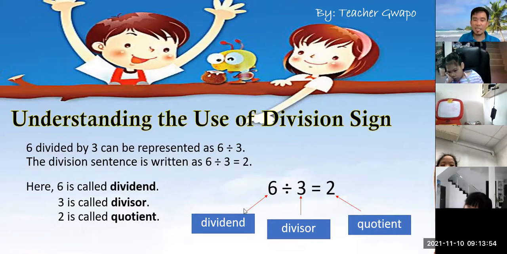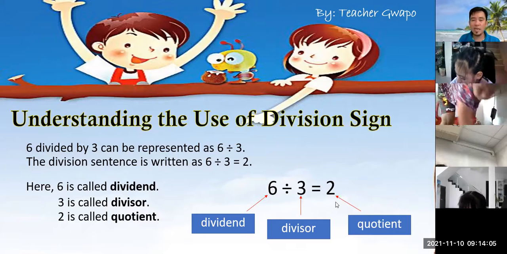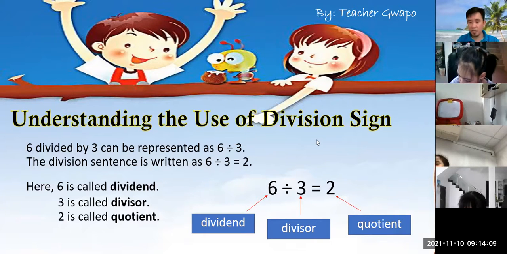Again, 6 is the dividend. This is the symbol of division. Number 3 is the divisor. This is the symbol of equal to, and the number 2 here is the quotient. Quotient is the name for the answer of division.